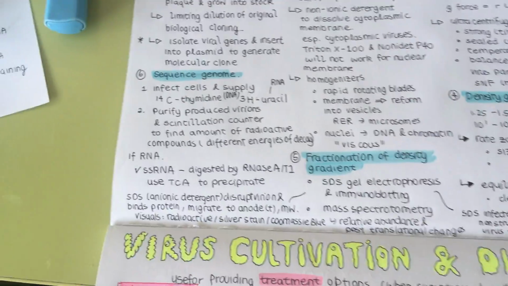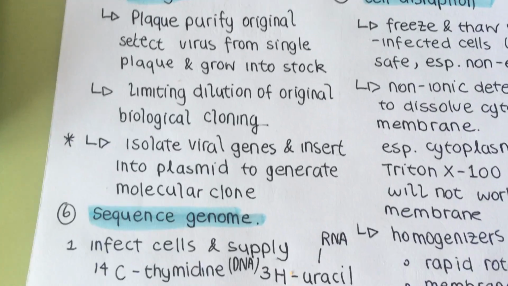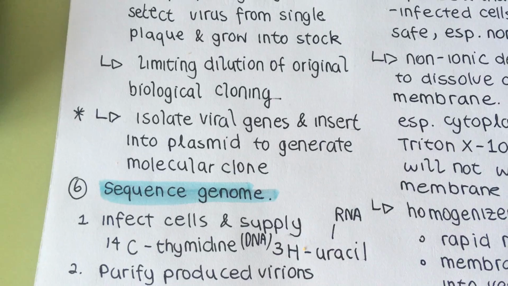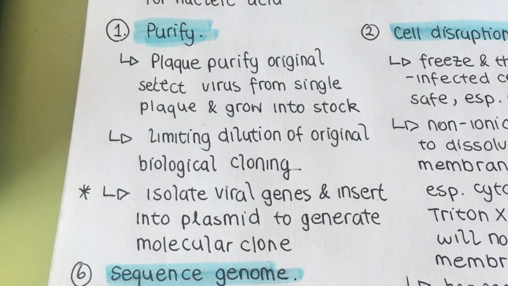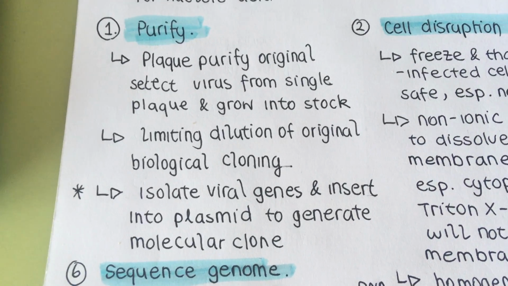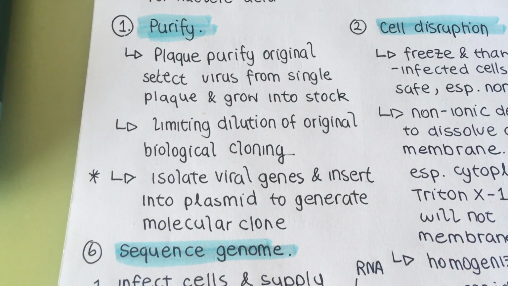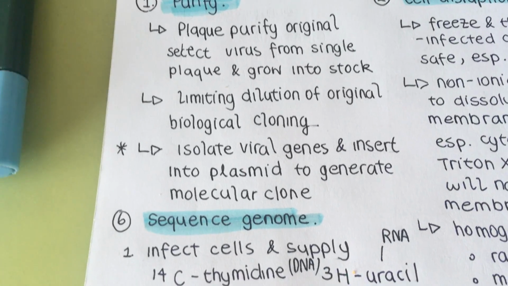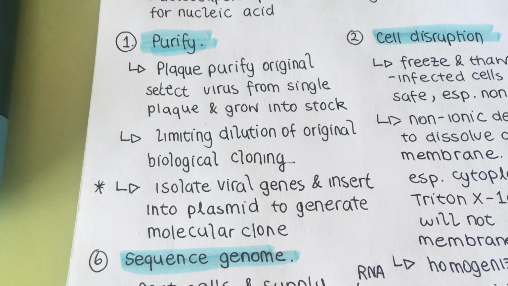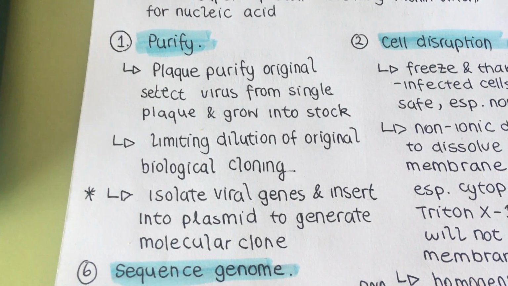The first step is purification. So you would take the original sample, the original virus sample which you have isolated based on the disease syndrome, and then you would run either a plaque assay and then select the virus from a single plaque to grow into the stock, or you would limit the dilution of the original sample and just use that, or you could isolate the viral genes and then insert it into plasmid to generate a molecular clone. Usually this third option is the preferred option.